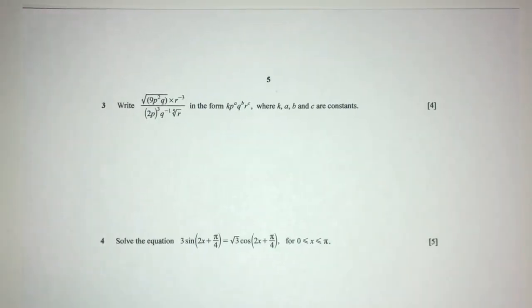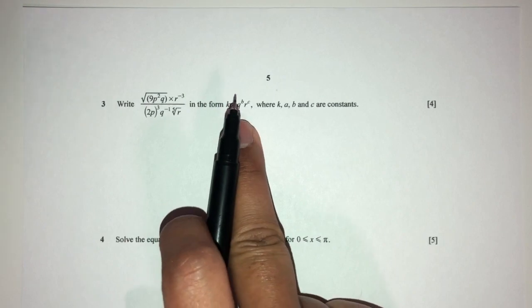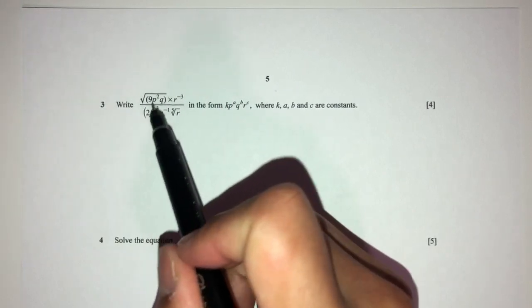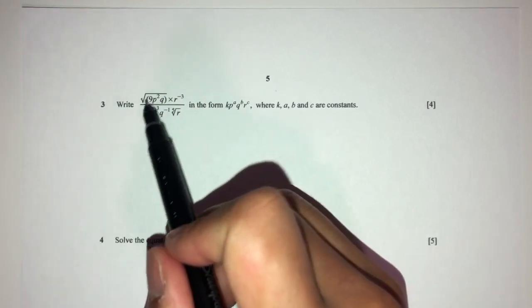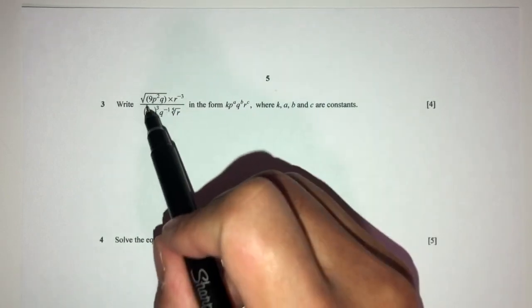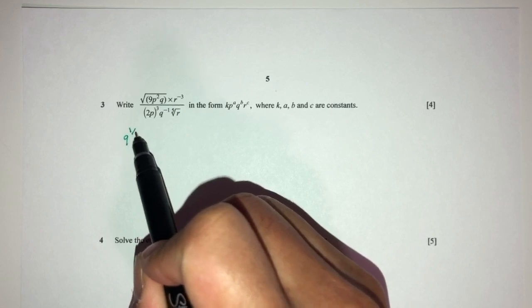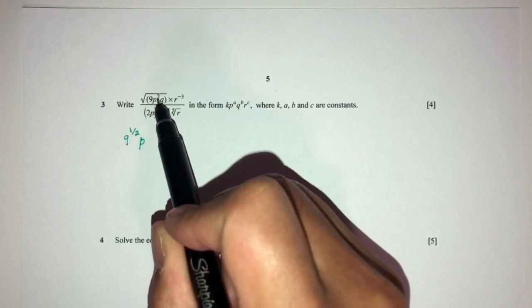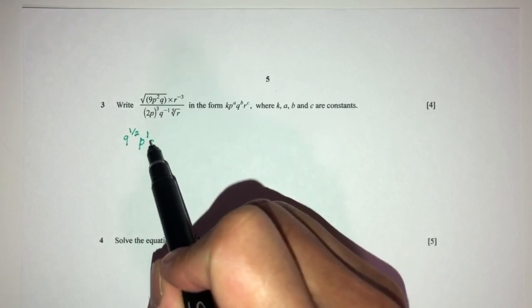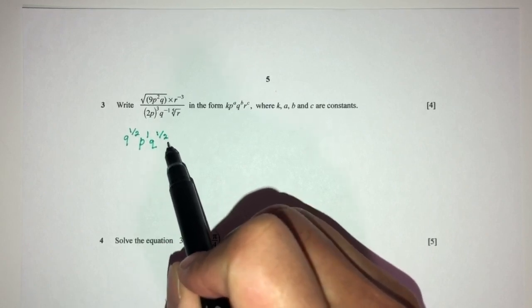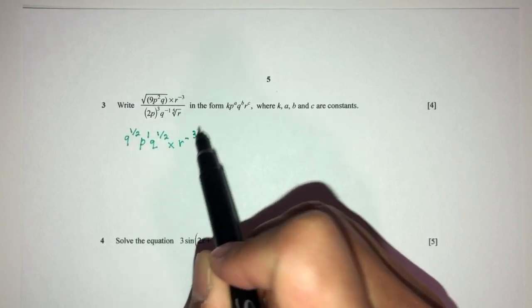Now let's move on to question number 3. So we have to simplify, write the left hand side into the right hand side. So one by one, how would you simplify this? So for the top, so what is square root? Square root is power half. You will have 9 power half. P half times 2 will be 1. Q power half times R power minus 3.